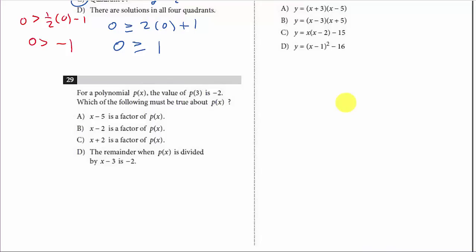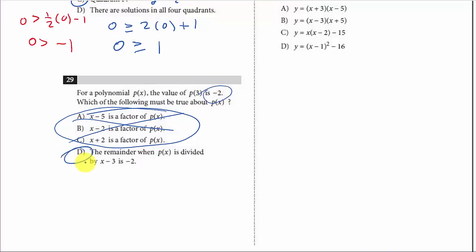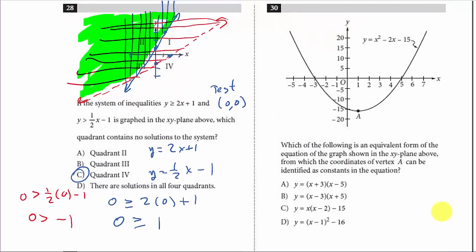All right. For a polynomial p of x, the value of p of 3 is negative 2. Which of the following must be true about p of x? Well, if that was p of 0 equals that, then we could say it has a possibility of being a factor, but that's not the case, so none of those are it. Basically, what it means is if you plug 3 in and do the synthetic division, you have a remainder of negative 2, and so that would be D.